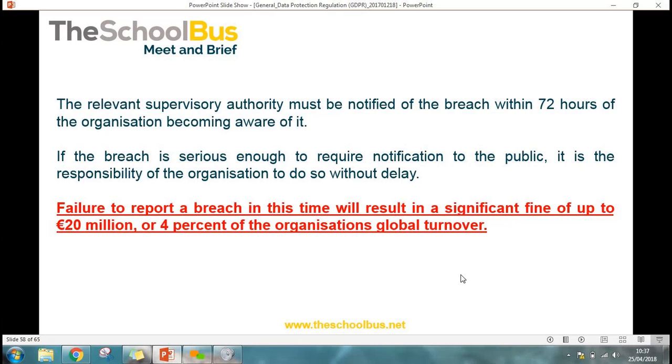There have been a lot of scare stories about the fines that are eligible under GDPR, and they are there. It is up to 20 million or 4% of an organisation's global turnover. Clearly those numbers are significant and very large compared to most schools' operating budgets. It is highly unlikely that a school would be fined anywhere near this level, particularly if we have good systems in place to show that we are taking data security seriously.